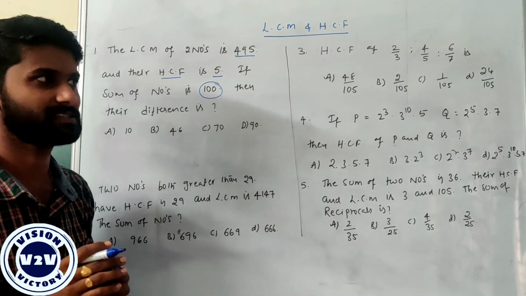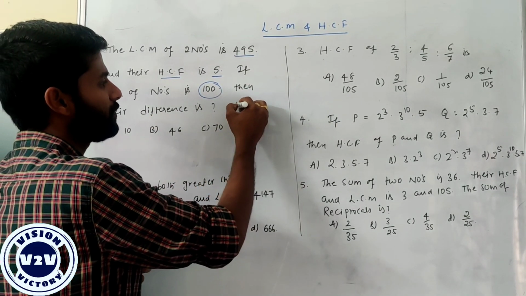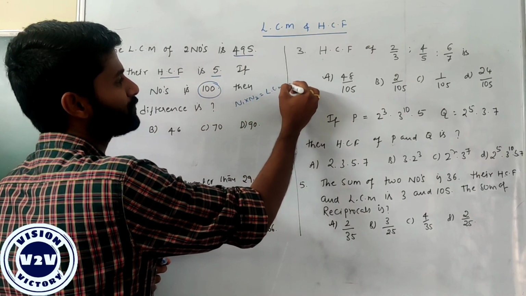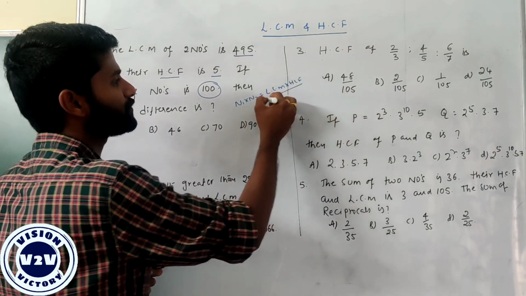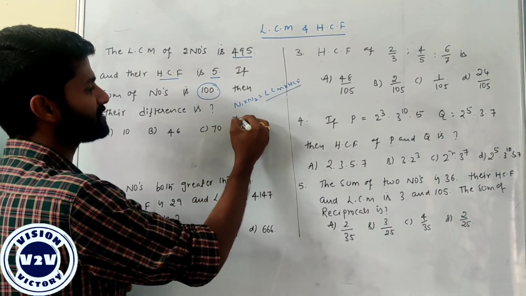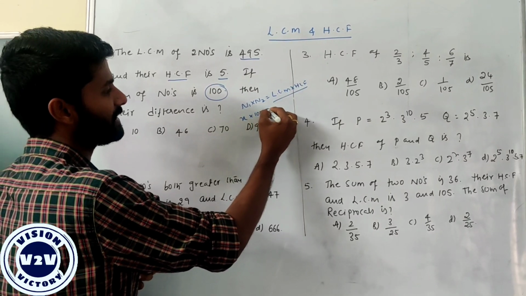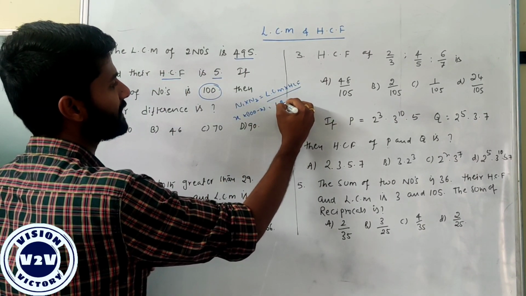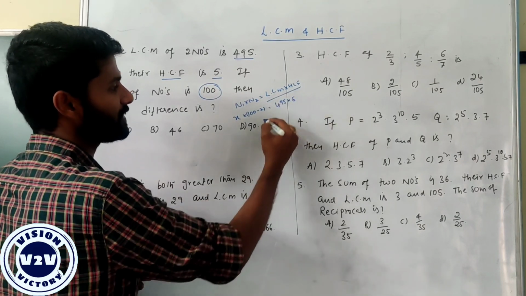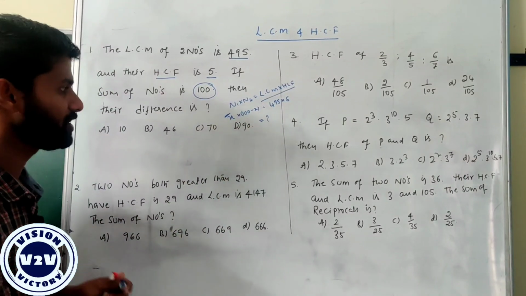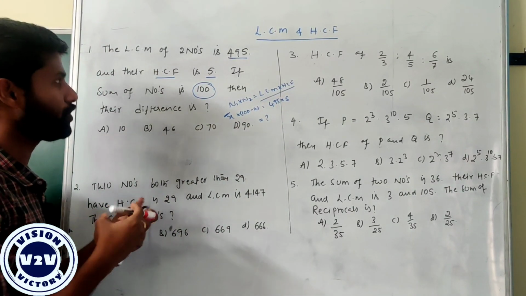So we know the rule: the product of two numbers is exactly equal to the LCM of the two numbers into the HCF of the two numbers. According to the formula, one number is equal to x and the other number is equal to 100 minus x, and the product equals 495 into 5. You can solve it and get the answer. But this is the quadratic approach. So we have another approach to go with the HCF.